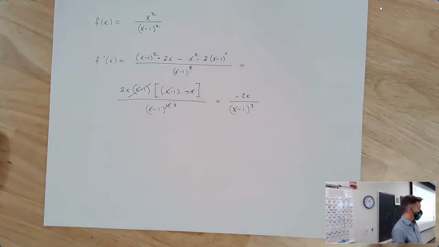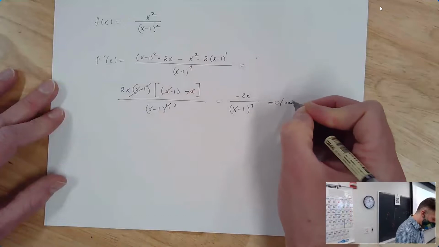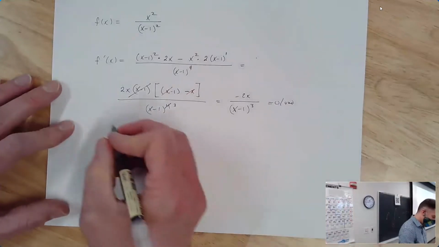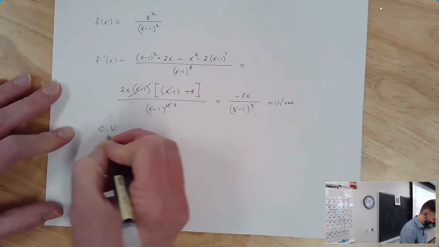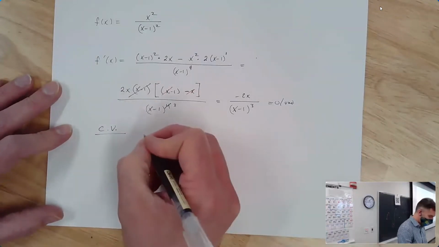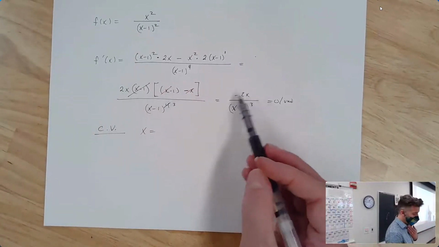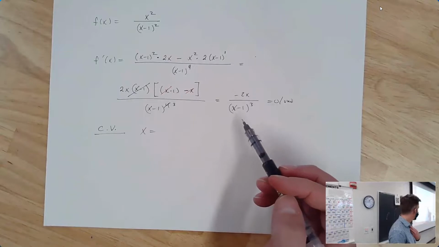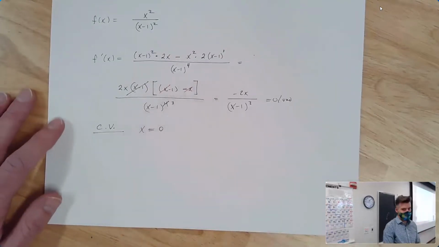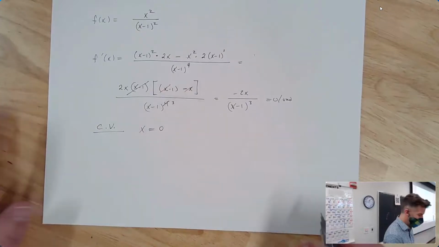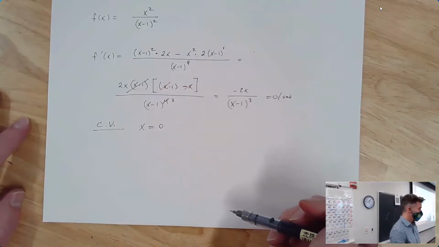Okay, so now we're going to set this equal to 0 or undefined. What's one of my critical values? Or I should say critical values. X equal to what? Let me ask you better. What makes this whole thing equal to 0? 0. Okay, so now I'm going to ask a different question. What makes this whole expression undefined? Right.